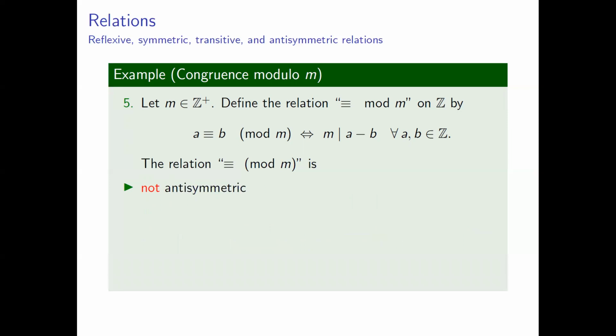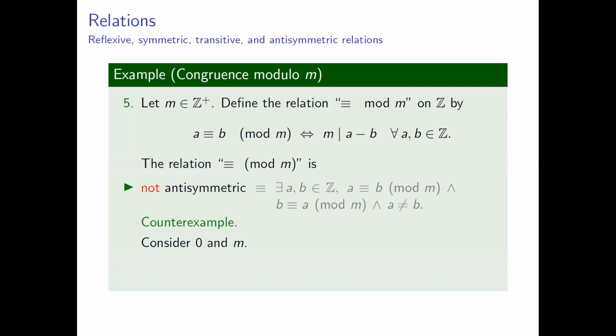The relation congruence modulo M is not antisymmetric. That is, there exist integers A and B such that A is congruent to B modulo M, B is congruent to A modulo M, but A is not equal to B. As a counterexample, consider the numbers 0 and M.